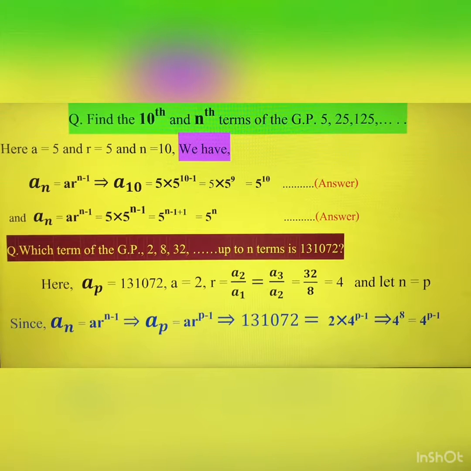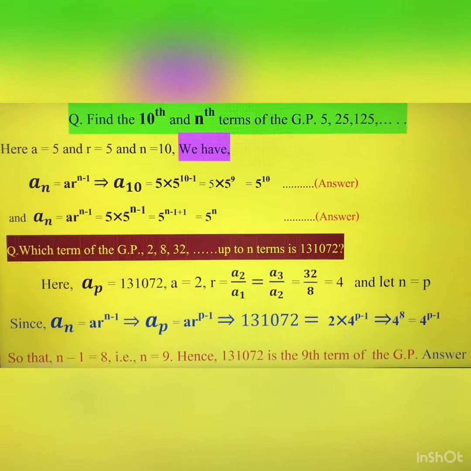On simplifying, we will get 4 raised to the power of 8 equal to 4 raised to the power of p minus 1. Now, since the terms are equal, you equate the exponents from both sides. So p minus 1 equal to 8, you will get n minus 1 equal to 8, which means n equal to 9. That is, the 9th term of the GP is 131072. So this is the answer of this question.